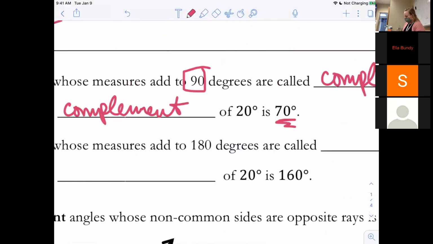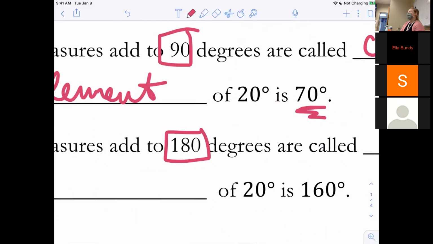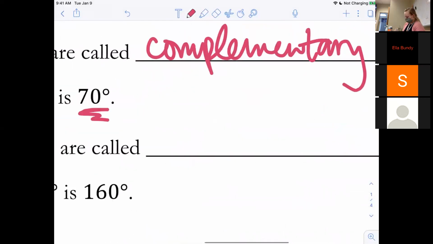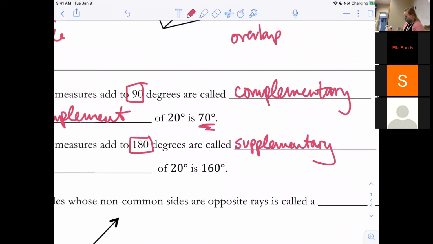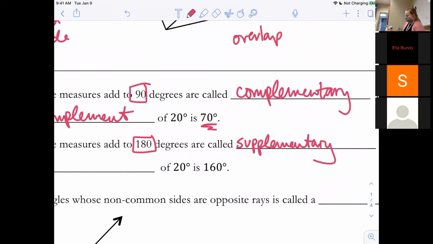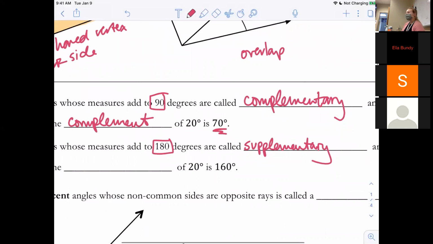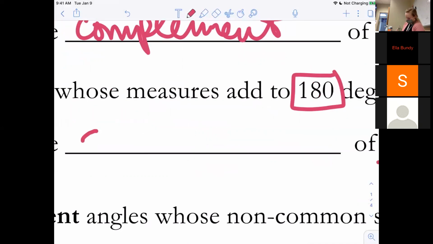The other one is 180. 180 is a really important one. And if I have two angles that add up to 180, we call that supplementary. And thus, we would call the supplement of 20 is 160. 20 plus 160 add up to 180, so we say it's the supplement of. So I'm going to zoom in and say supplement.